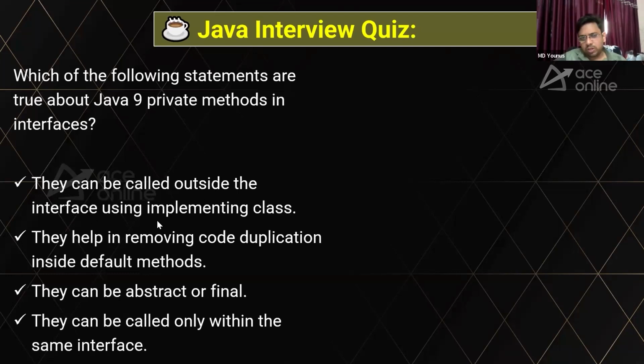They can be called outside the interface using the implementing class. Can a class implementing that interface not access it? Implementing this, any class cannot access this method. Why is option A wrong? I mean, the first option is wrong. Anyone? Why is the first option wrong?